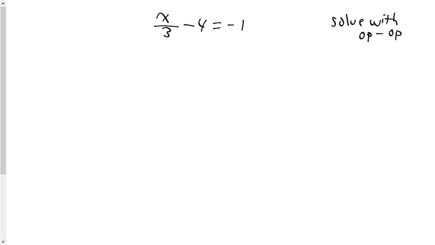The next question, solve with opposite operation again. How much of x do I have here? How do I read this term? I could read it as x divided by 3. Or, Gavin, how else could I read that? A third of x. So our coefficient is a third. Our constant is negative 4. So what I'm going to do is get rid of my constant by adding 4 to both sides. A third of x is going to equal a positive 3.